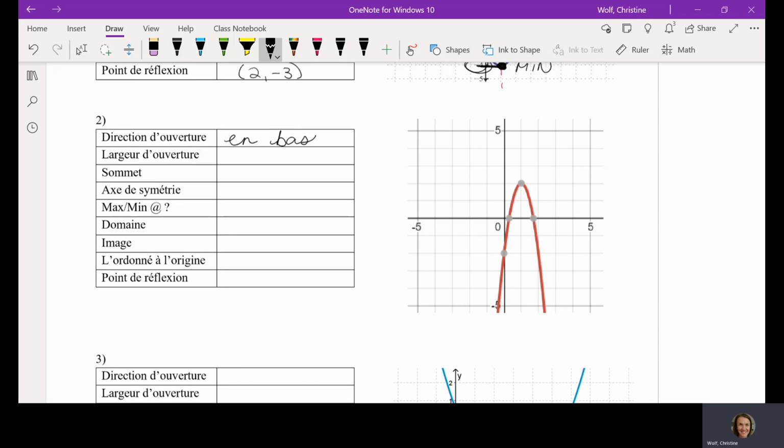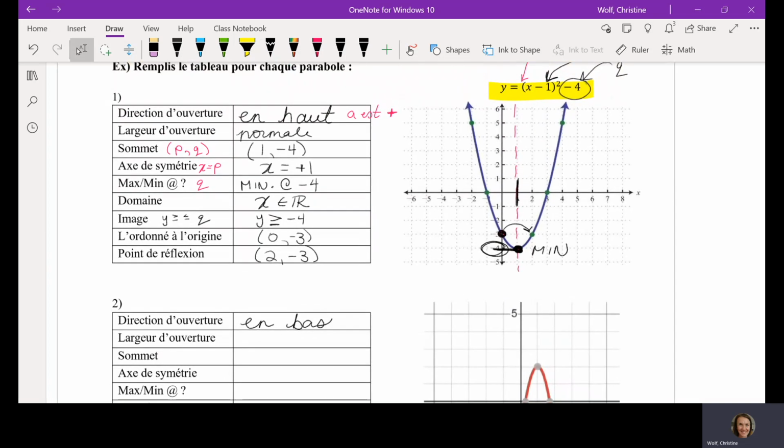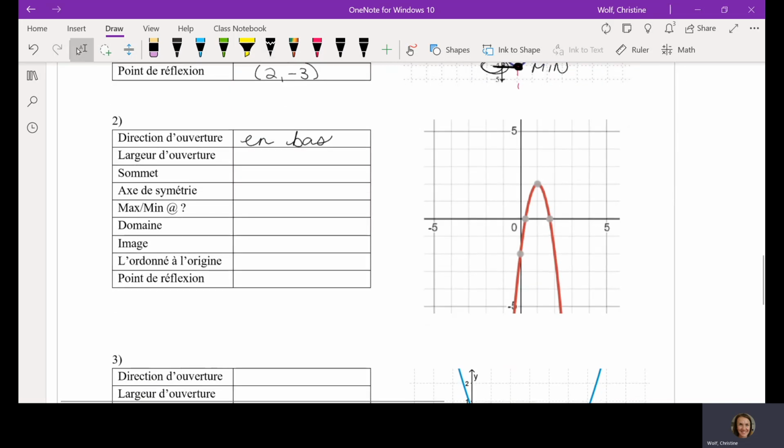Largeur d'ouverture. So, usually we would tell how big it is or if it's skinny or large from the value of A. Mais parce que vous n'avez pas donné l'équation ici, on va juste le comparer à l'autre ici. So, ça c'est une parabole normale. So, on peut voir ici que celui-ci, c'est un petit peu plus étroite. Narrow.